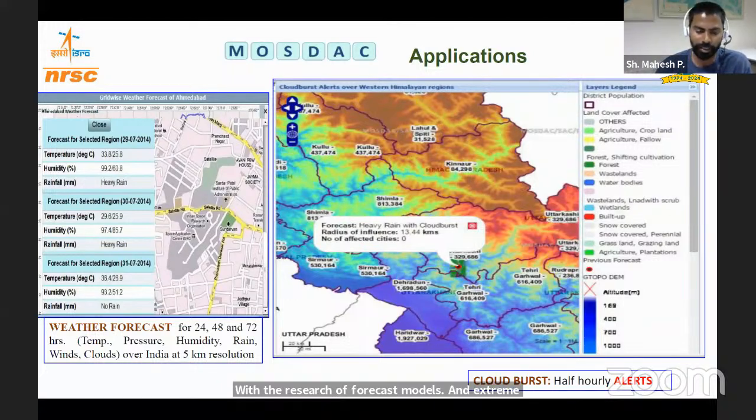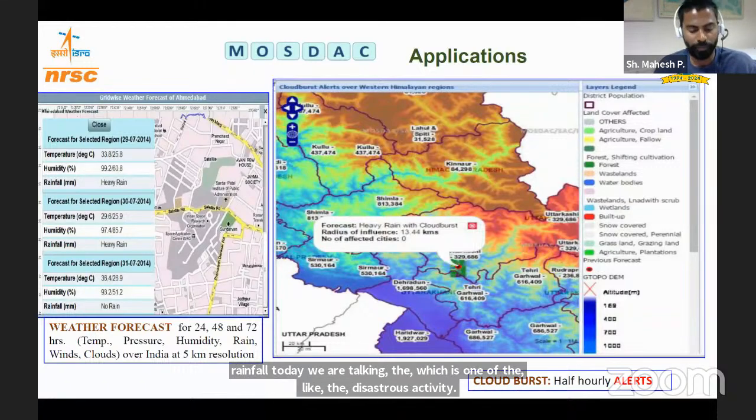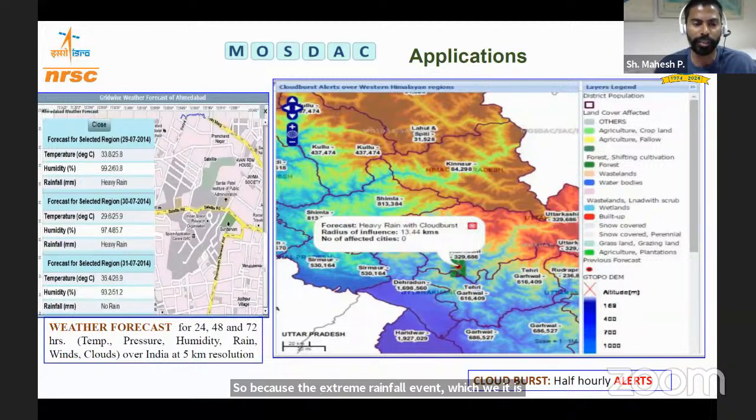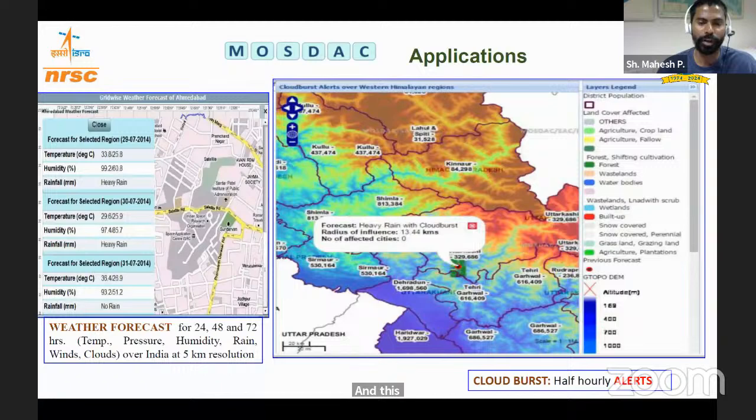about one of the disastrous activities. The extreme rainfall event is not just dependent on excess rainfall, because any disaster which comes, like flash floods we talk about, cloudbursts we talk about, and these floods, the extreme rainfall is not favored by one condition. There are other atmospheric factors. The students should explore what atmospheric rivers are, which play a dominant role in these extreme events, especially precipitation, floods, and other things.